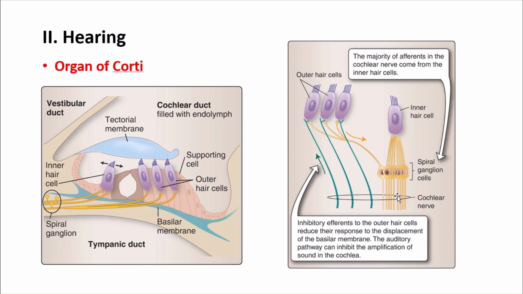But there is also another mechanism. These are the efferent fibers that go to the outer hair cells, and they inhibit the response of the outer hair cells when waves come, the basilar membrane moves, and the tectorial membrane also moves. So that reduces the amplification of sounds that happens by the outer hair cells. So the majority of the cochlear nerve contains afferent nerves toward the brainstem, but some of them are coming from the brainstem.